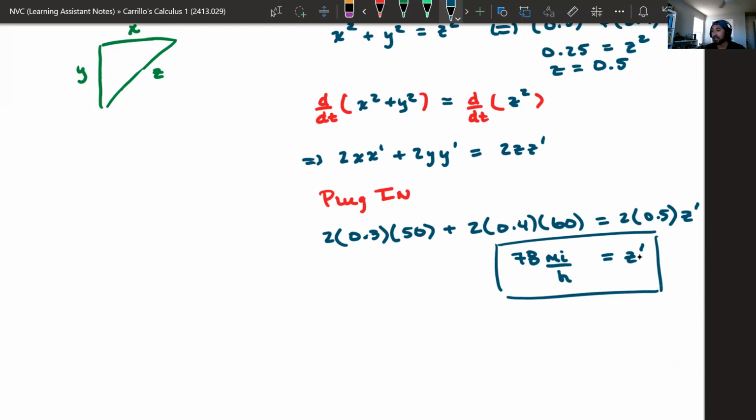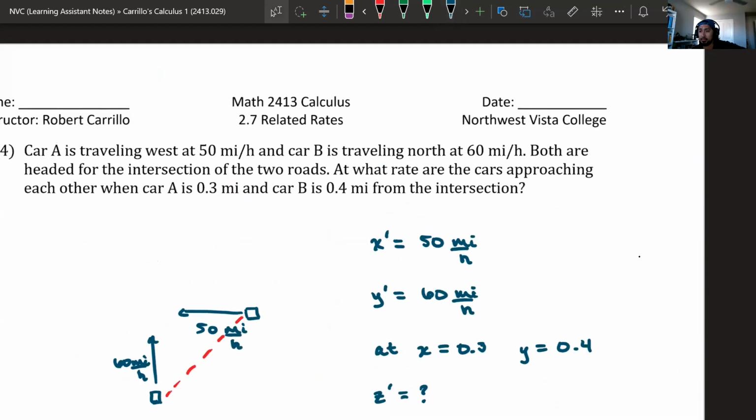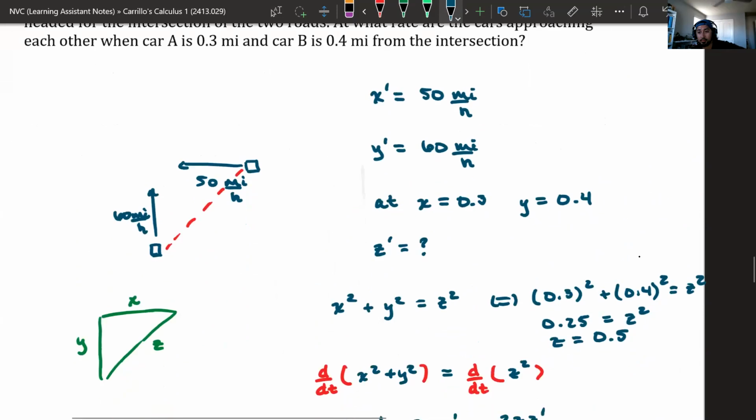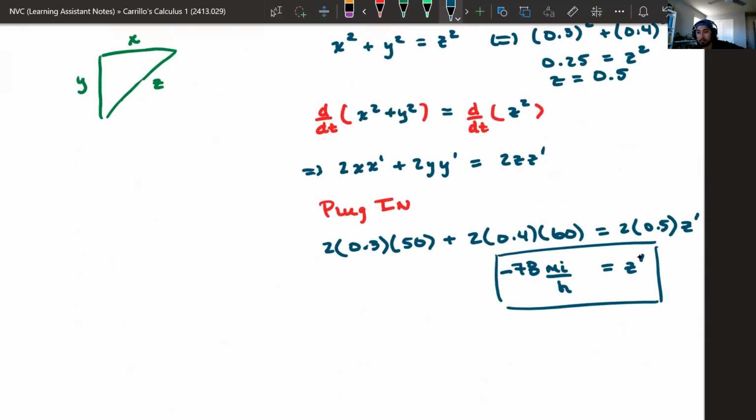But shouldn't this answer be negative? Oh, right. Technically, good. So if we go back to the problem, this distance here is getting smaller and smaller and smaller, meaning the rate needs to be decreasing. So this is going to be a negative 78 miles per hour. Because again, the distance between those two cars is decreasing.